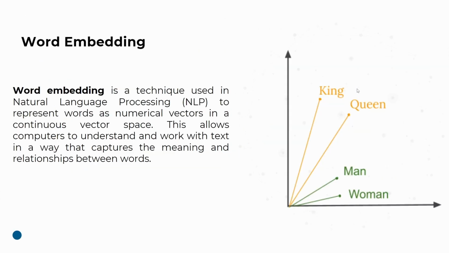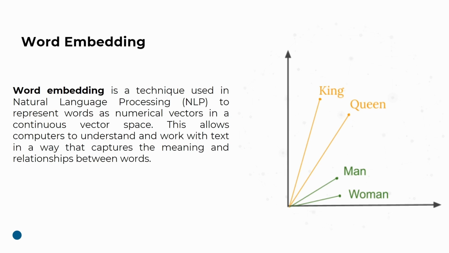So next we have word embedding. As I have told you, the computer does not understand text. It understands the numerical representation of text. So word embeddings allow us to convert that text into a vector format, which is a numerical representation of text.